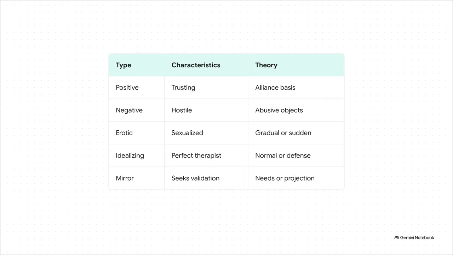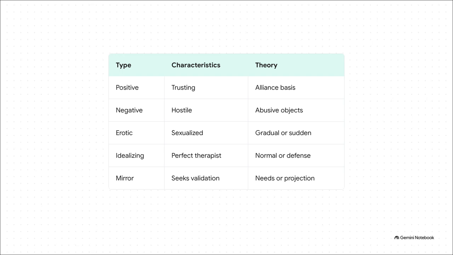Now, looking at the different types of transference, we see some really distinct presentations. Positive transference is great. It forms the bedrock of trust and the therapeutic alliance. Negative transference, on the other hand, is marked by hostility and usually bubbles up from abusive internal objects. Then you have erotic transference. For a neurotic patient, this might emerge gradually and feel pretty embarrassing, but in patients with severe personality disorders, it can be intense, immediate, and demanding, what we call an eroticized transference.